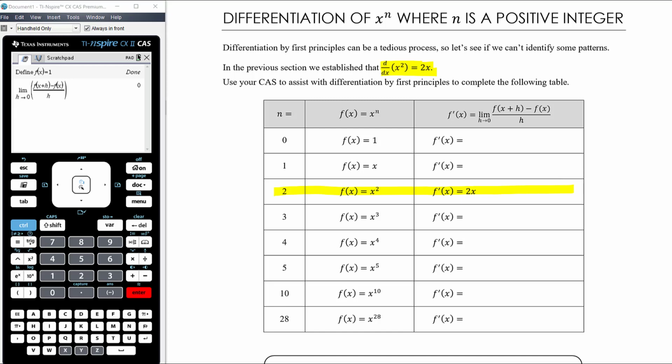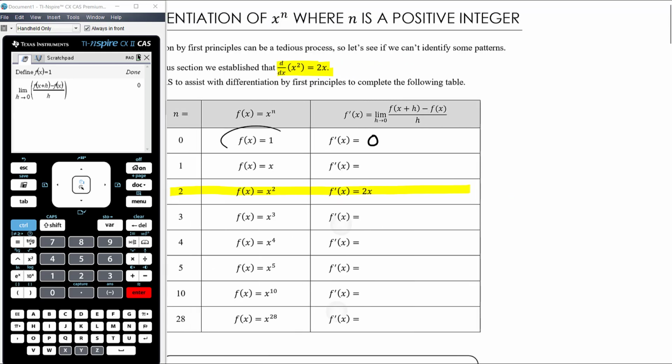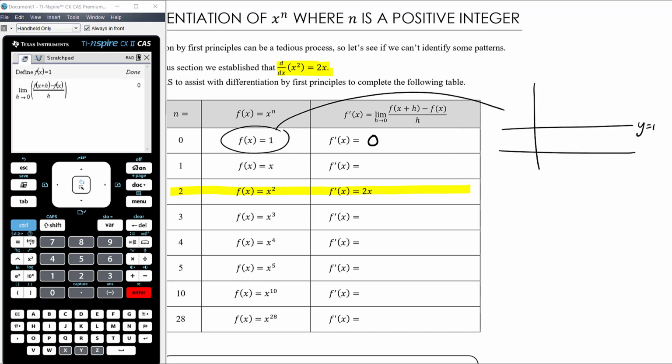I want you to also keep track of what we're actually calculating here. Remember, we're calculating a gradient function. So if you think about what this function looks like, f of x equals 1 is a horizontal line, y equals 1. Okay? And so therefore the gradient of that curve, not even a curve, the gradient of that line everywhere is always 0. So it makes complete sense that our derivative is 0.